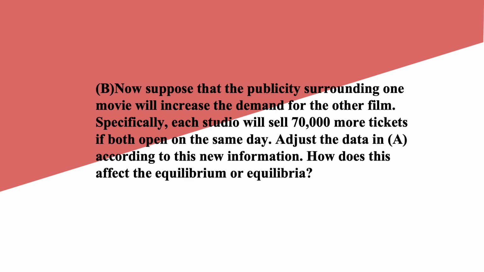B. Now suppose that the publicity surrounding one movie will increase the demand for the other film. Specifically, each studio will sell 70,000 more tickets if both open on the same day. Adjust the data in A according to this new information. How does this affect the equilibrium?